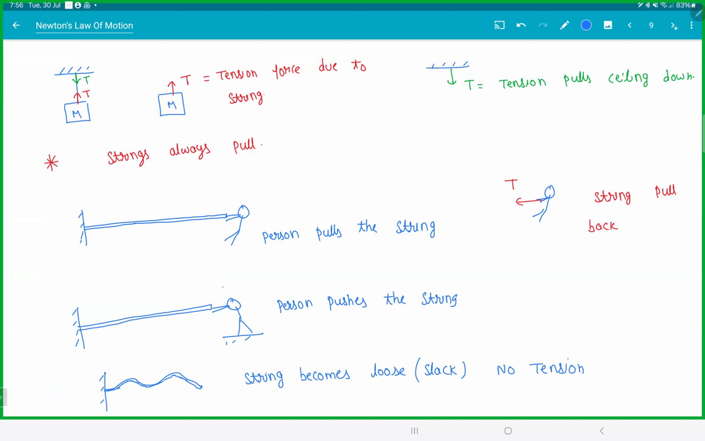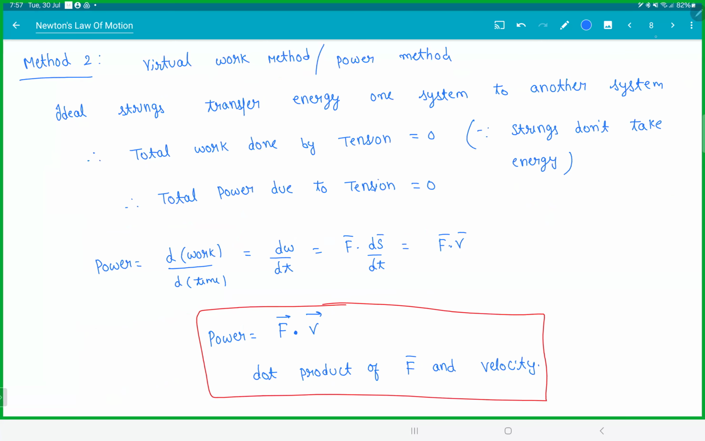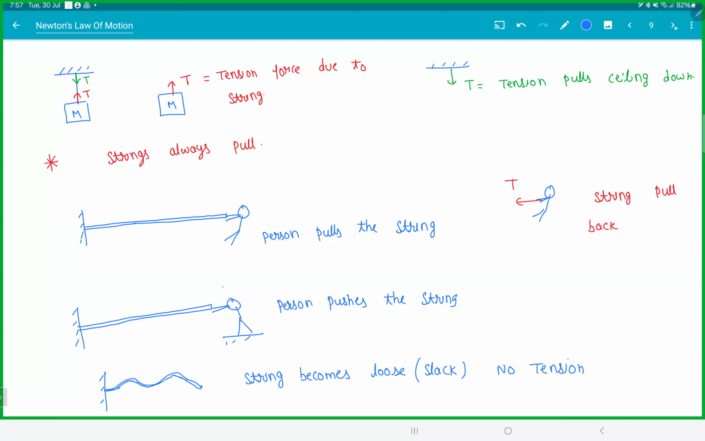Still, your cable is a little rigid. It's like a wire. If you take a thread, you can clearly see. You can pull the thread, but you can't push the thread. The moment you try to push, it just becomes loose. Clear? So the main idea is strings always pull. This is the second idea. So for this method, you need to know a few things. One, power is F dot V. Second thing, strings always pull.